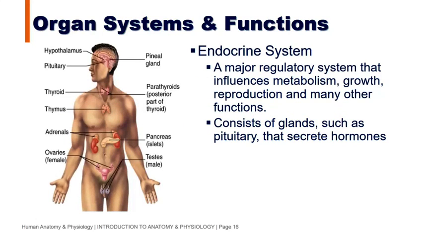Then we have here our endocrine system. It is a major regulatory system that influences metabolism, growth, reproduction, and many other functions. It consists of your glands, such as your pituitary gland, that secrete hormones. So down here, you have your hypothalamus, pituitary gland, pineal gland, and then you have your thyroid, and then you have your parathyroids, posterior part of thyroid. Then you have your thymus, adrenals, and then you have your pancreas, ovaries, and testes. Ovaries is for female and testis is for male.